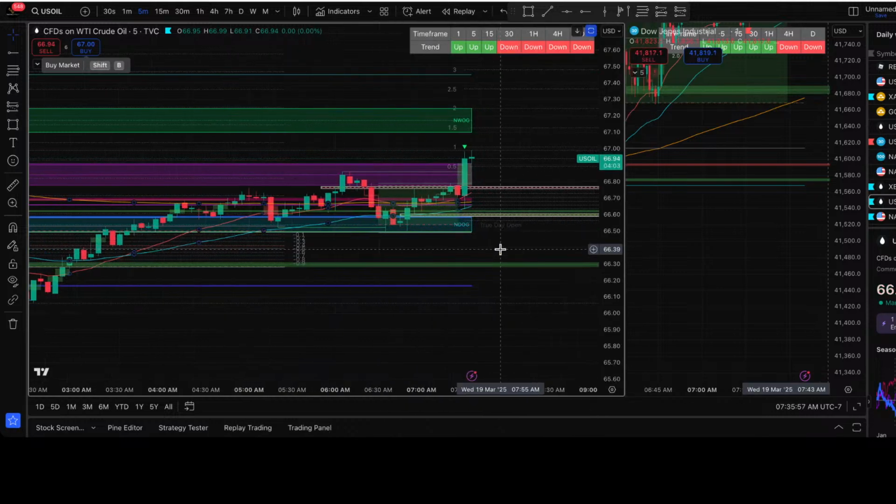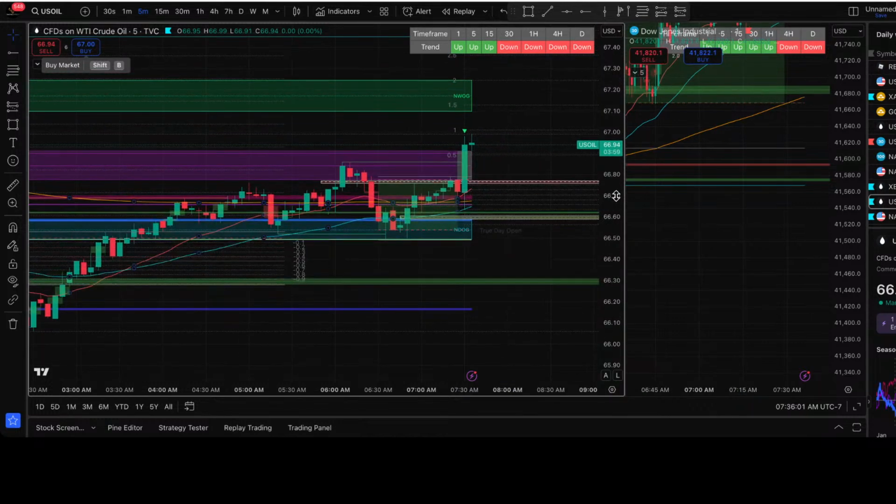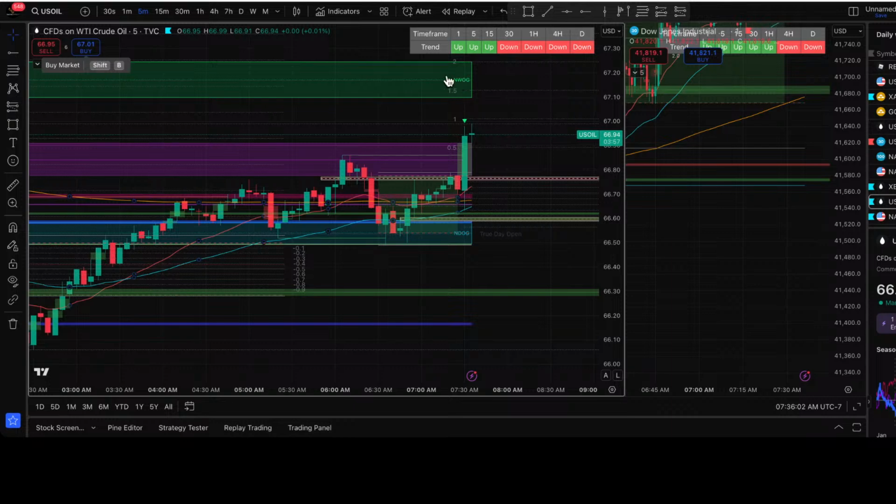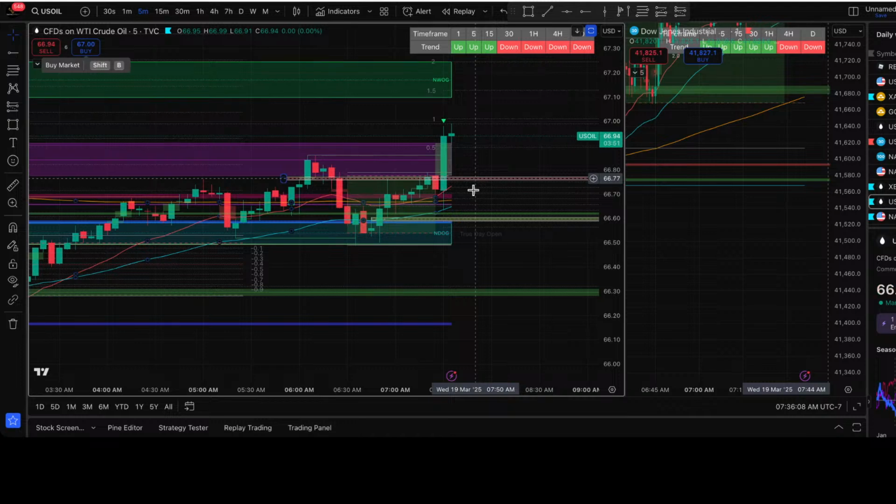So we're just a little under one standard deviation right now, with the NWOG sitting at 1.5. So I'm going to need that retracement. As soon as we get a confirmation, remember there's an 85% chance that we will retrace back into the range.